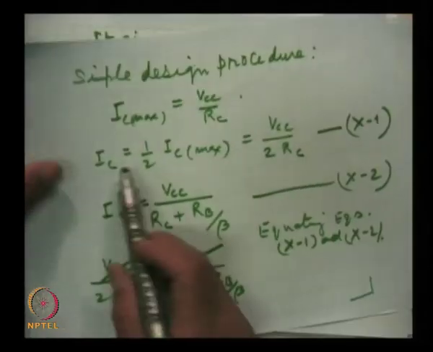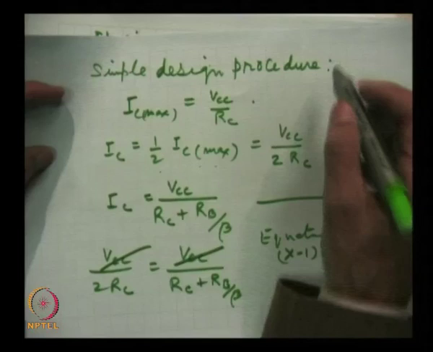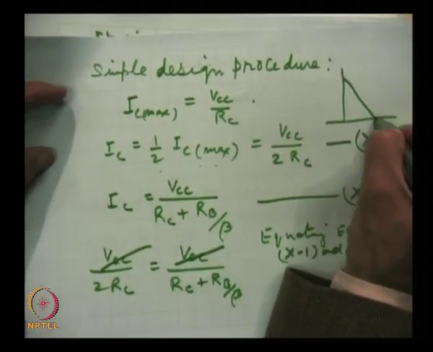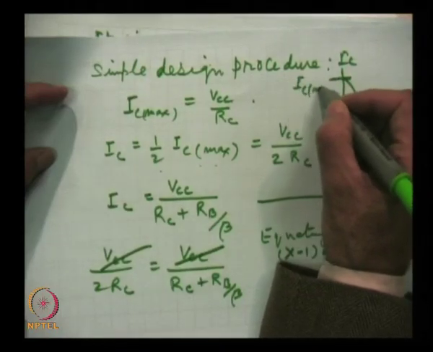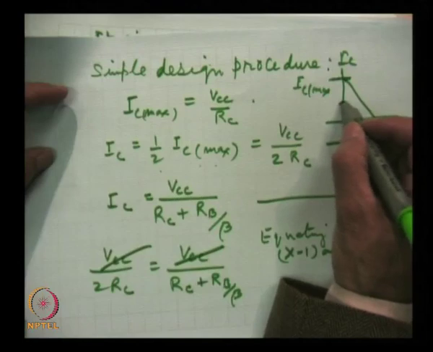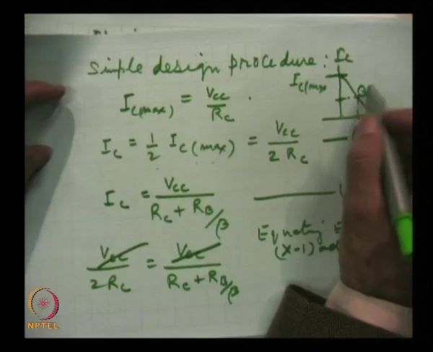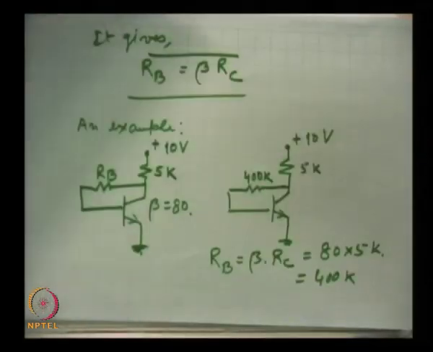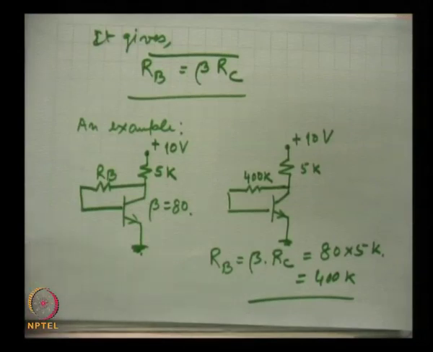This will give the midpoint operation for the collector feedback bias, because in this condition we have used IC is equal to half IC max. This is for midpoint, because here this is the IC max point and half of it is somewhere in the middle. So we are talking about the Q point somewhere in the middle of the active region. This is very simple, and as I said, very widely used if extremely high stability is not required.